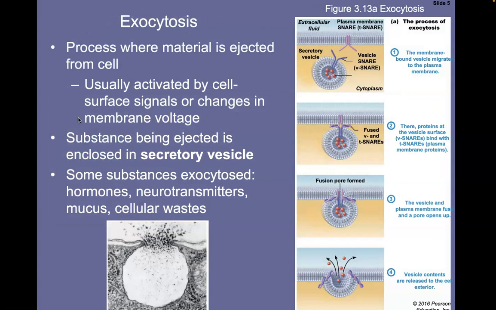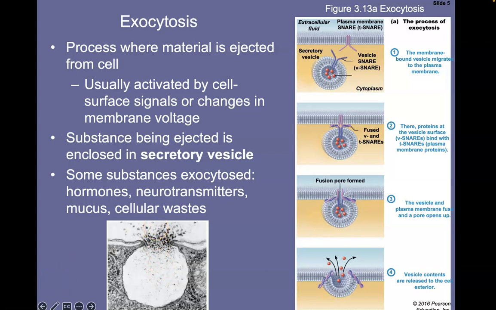Exocytosis, again, is just where you're ejecting materials out of the cell. And this, again, is oftentimes activated by cell surface signals. So we'll talk about this in the nervous system when you have the axon terminal, and a neuron releases acetylcholine at its junction. It's going to get a signal to release that substance, again, out of the cell via exocytosis.